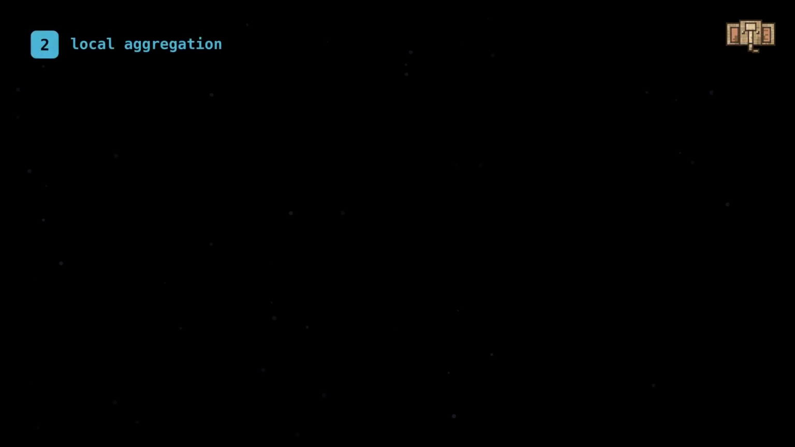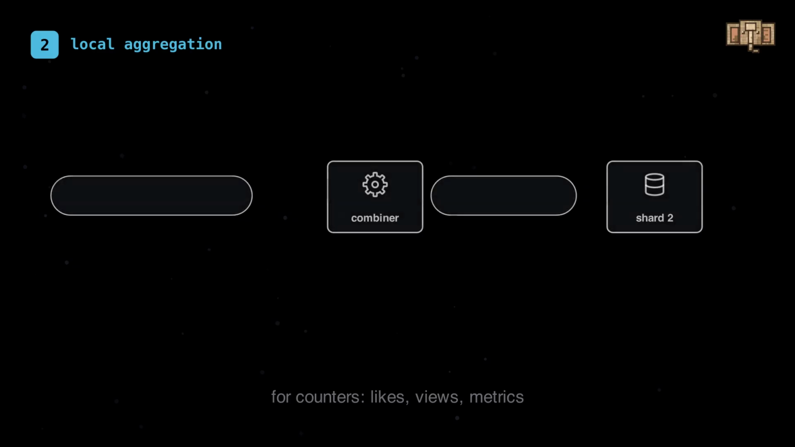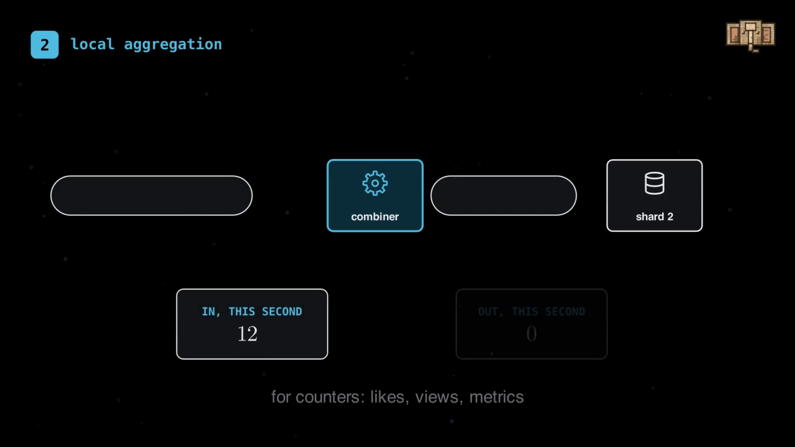Rung 2, local aggregation. It exists because most write hot keys in the wild are counters. Likes, views, metrics. If the writes are increments, don't send every single one to the shard. Put a small combiner in front of it. Watch a burst of 12 increments arrive. The combiner absorbs every one of them, and then it flushes just a handful of combined writes through to the shard. 12 came in, 3 went out.